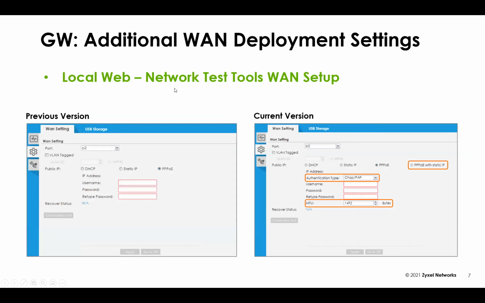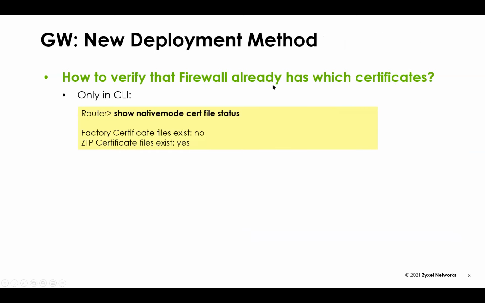We can also do a local web network test. So we can check our WAN settings for your authentication type as CHAP and PAP, making sure that your MTU is set properly, and then you can select PPPoE with static IP address. And then we have the WAN settings where you can put your username and password in for your PPPoE as well. Now there's another thing on here as well for checking to see if you have that certificate. So previously I'd always talked about how the certificate is required for you to skip using that particular file in order to upload the settings to your device.